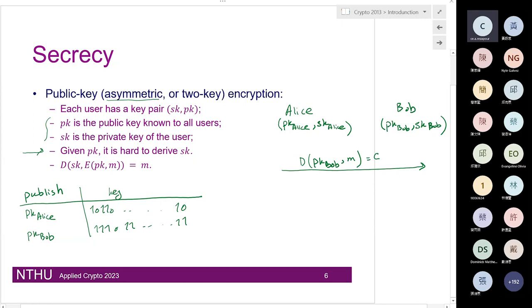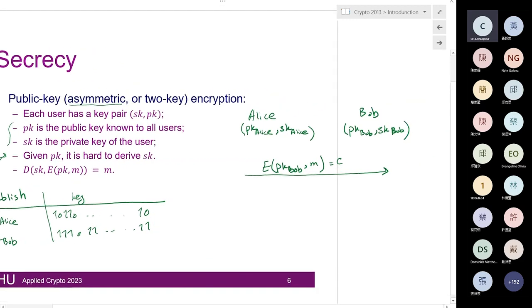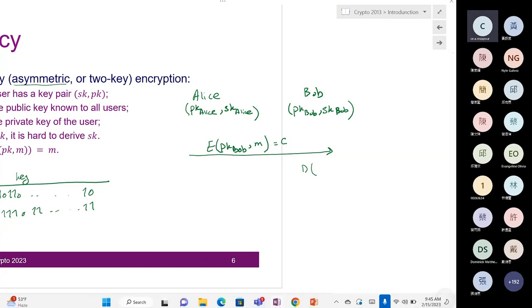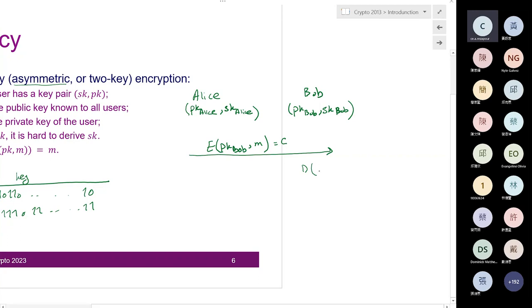And Bob would receive this message. I'm sorry, would encrypt. I'm signing the message. And Bob received this message, and what he would do is he would decrypt this message, using the secret key of himself, the secret key of Bob, and the ciphertext, and then he would be able to recover the message M.